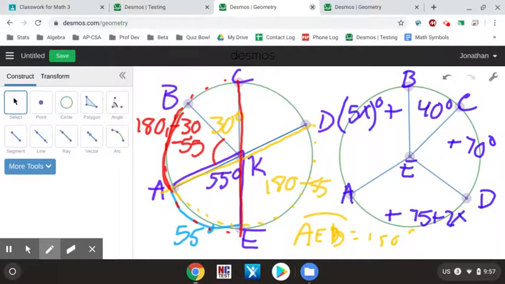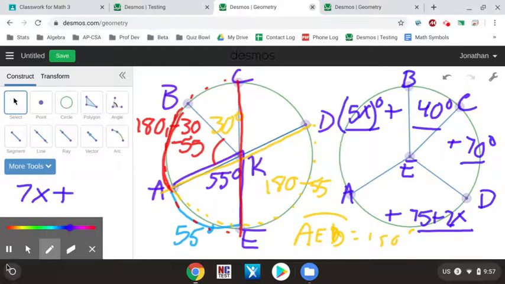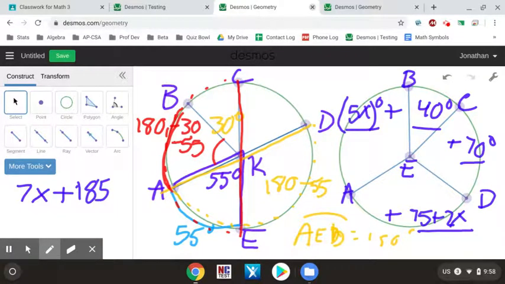I'm running out of room to work. I'll see if it lets me write over here. So I'm going to add my 5x, 40, 70, and then 75 plus 2x. Putting like terms together, 5x plus 2x is 7x. Add all those angle amounts, and I get 185. Since I added everything all the way around, the whole circle is 360 degrees.